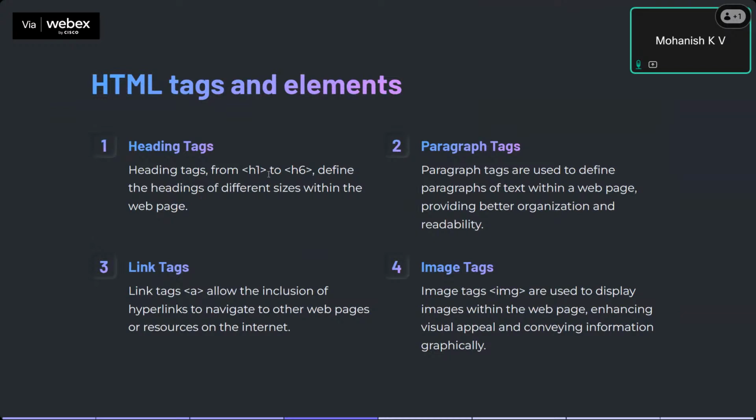The image tag is simply IMG. It is used to display images. You paste the link of the image that you want to display along with the image tag, image source equal to the link of the image that you want to display.